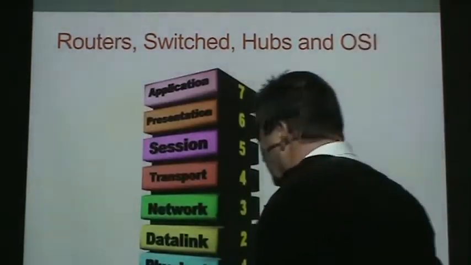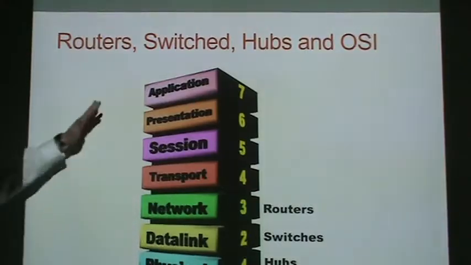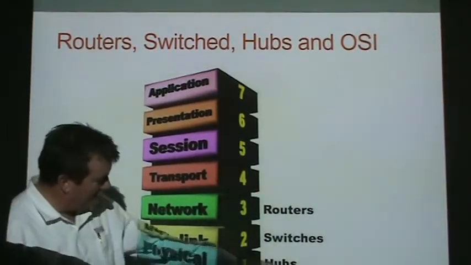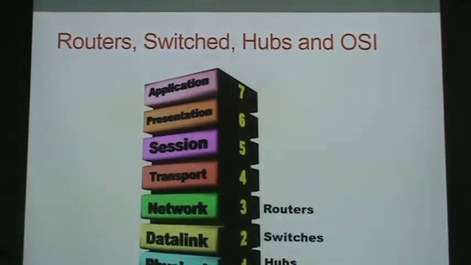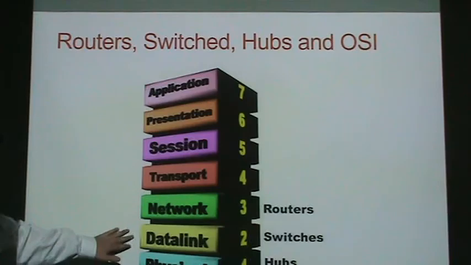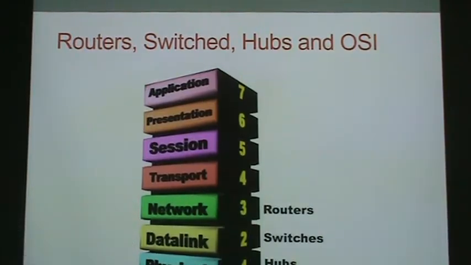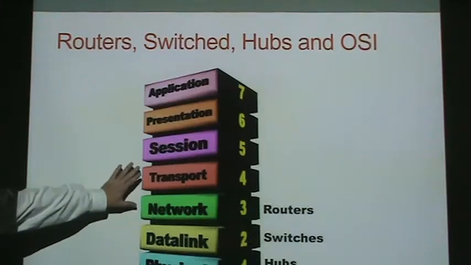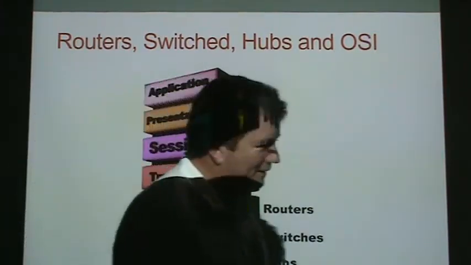So remember our stack from the OSI model. Hubs basically work at the physical level. Switches usually look at information in the data link level and make decisions about who to send a message to. And routers look at network and transport information.